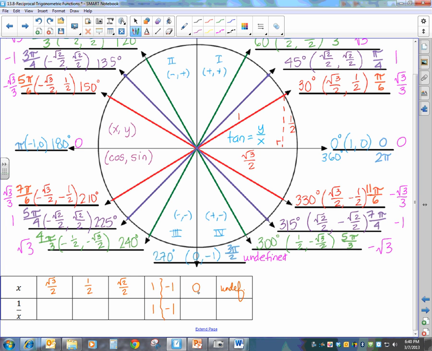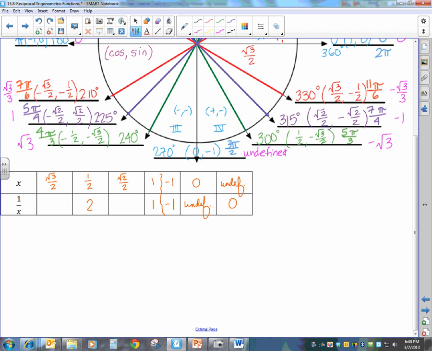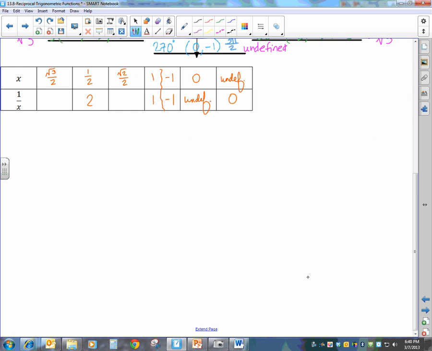If x is 0, the reciprocal is 1 over 0. So you can see that one will be undefined, and that means if I'm doing 1 over undefined, that's going to be 0, because that really just puts 0 on the top. Another one that should be pretty self-evident is the reciprocal of 1/2, and that's 2. So we just have two that are a little more challenging to remember.